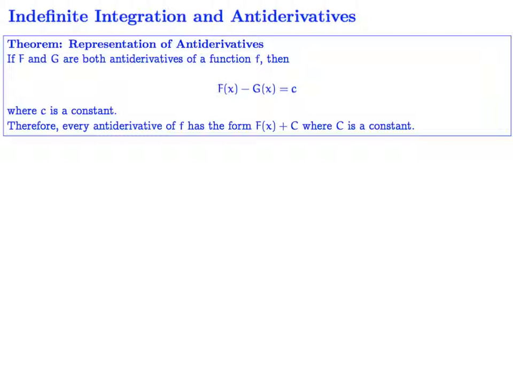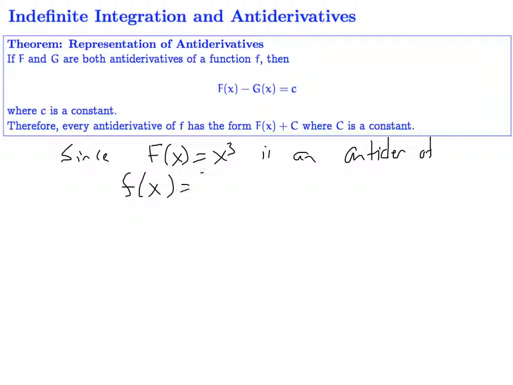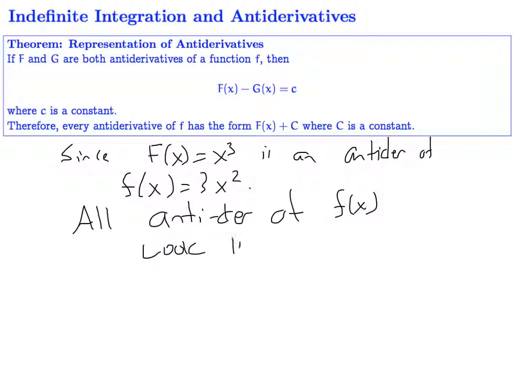So what this tells us really is something pretty neat. It tells us that since capital F of x equals x cubed is an antiderivative of the function f of x equals 3x squared, this means all antiderivatives of f of x look like x cubed plus c, some number. So this means all of them look like that. We don't need to go hunting very carefully for them. Pretty much once we've got one, we've got them all.